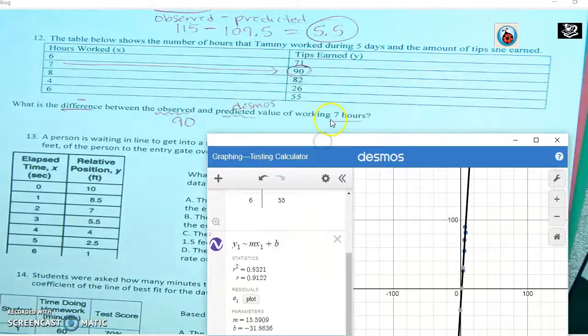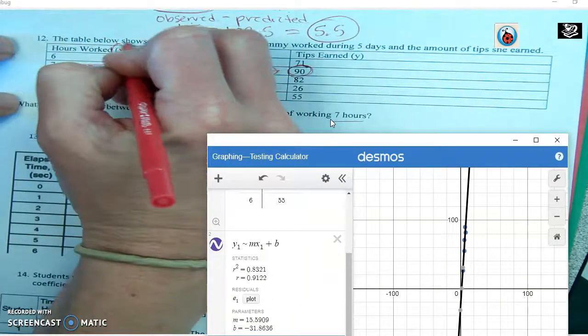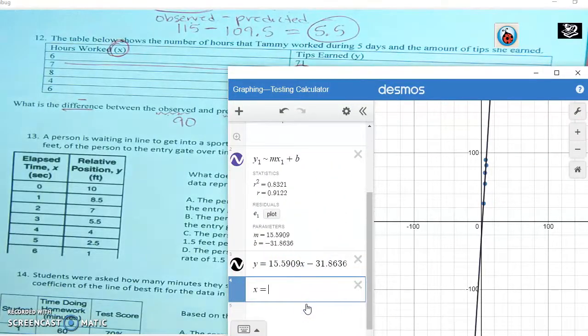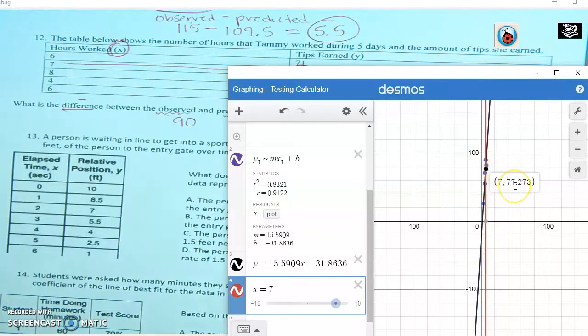And for working 7 hours, that is an x. So now I'm going to type in x = 7 and find where they intersect. And they intersect at 77.273.